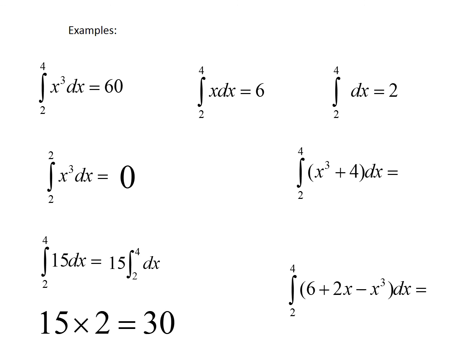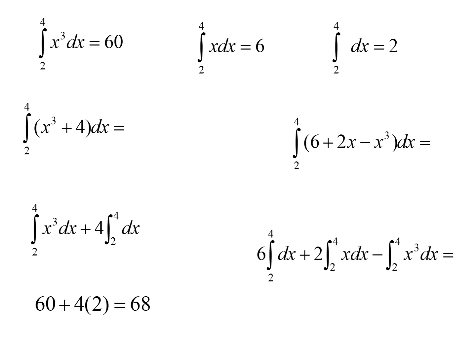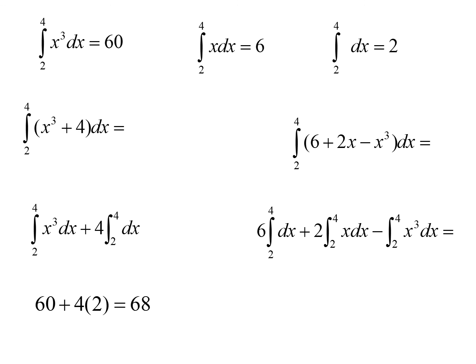For this one, we can break this up into two integrals. We know the integral from 2 to 4 of x cubed, and then we know the integral from 2 to 4 of 4 dx using this one. So we can break that up into two integrals. For the next one, once again, we can break that up into 3 integrals. And using the information that we have, we can find the sum.